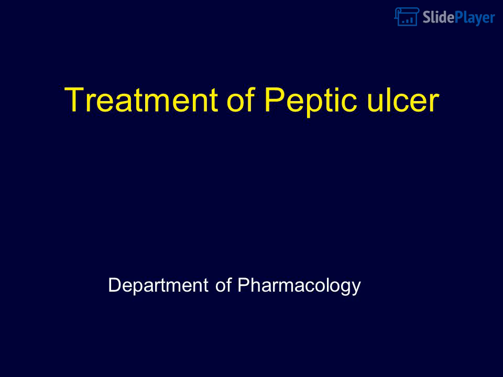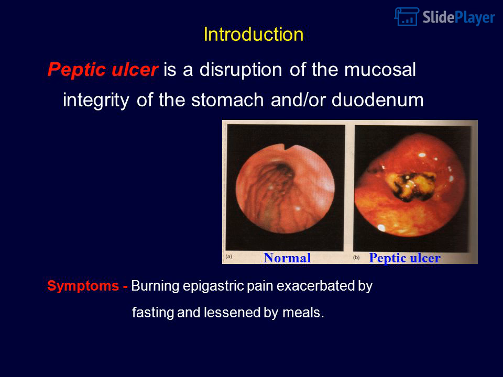Treatment of peptic ulcer. Department of Pharmacology. Introduction. Peptic ulcer is a disruption of the mucosal integrity of the stomach and/or duodenum. Symptoms: burning epigastric pain exacerbated by fasting and lessened by meals.